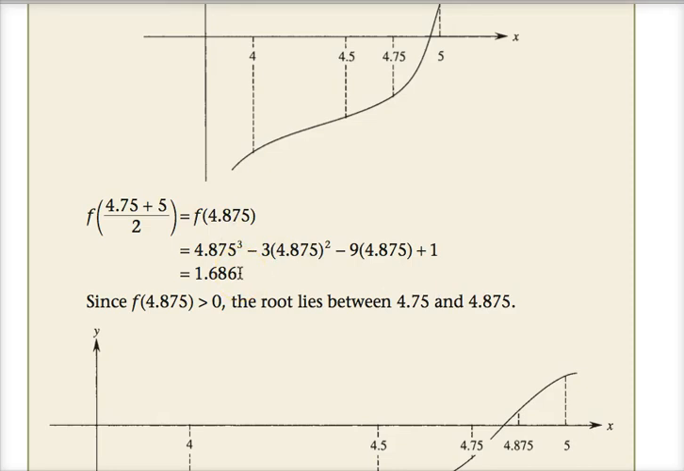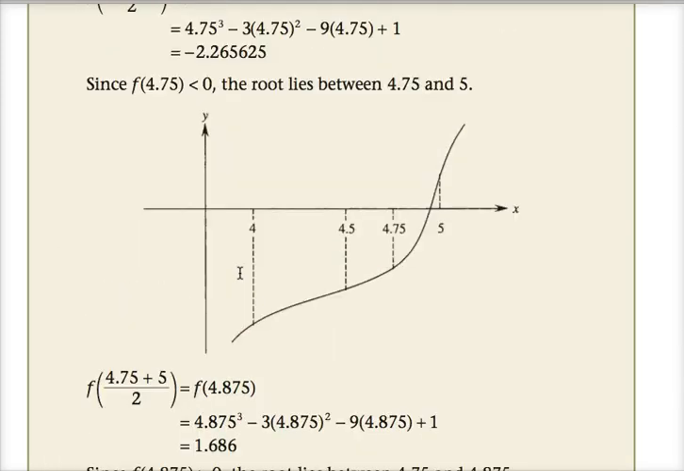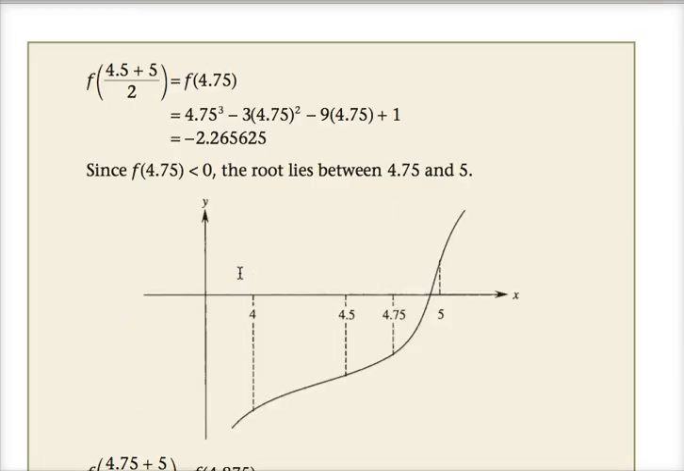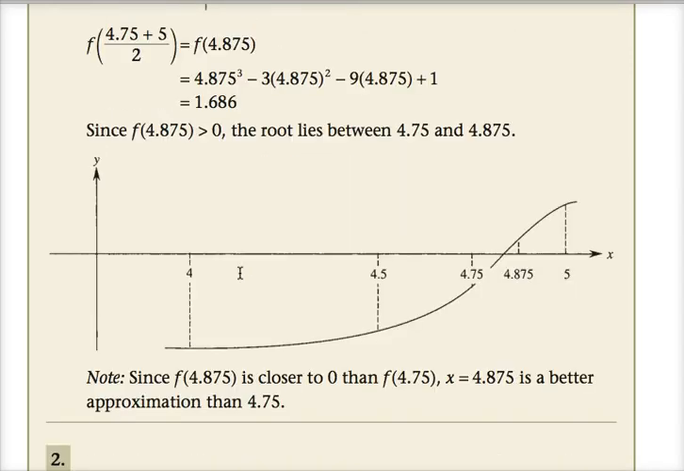So isn't 1.7 closer to 0 than negative 2.2? So that's why they're saying that the function of 4.875 is closer to 0 than the function of 4.75. Because look, 4.75's value is negative 2.26. Function of 4.875's value is 1.686. It is closer to 0 than negative 2.2. So therefore, it's saying that 4.875 is a better approximation than 4.75.